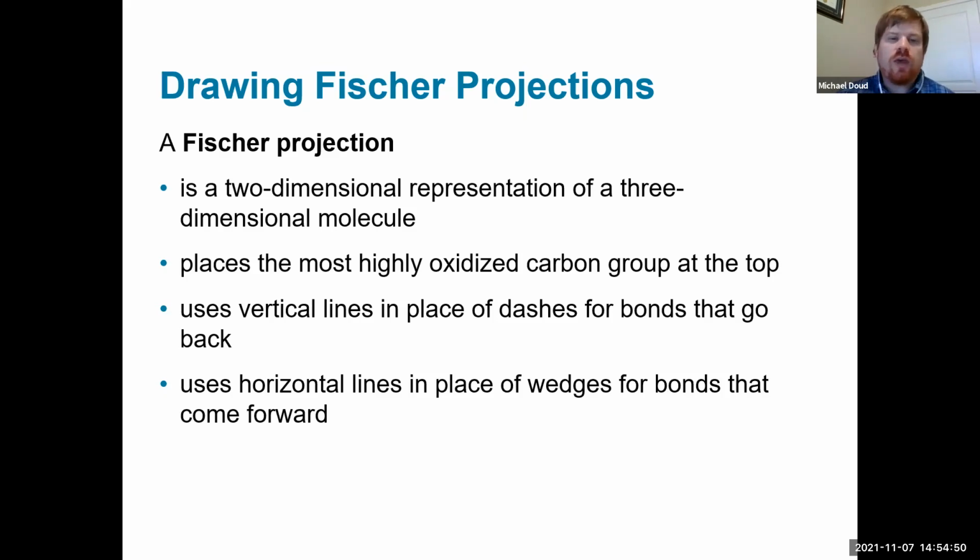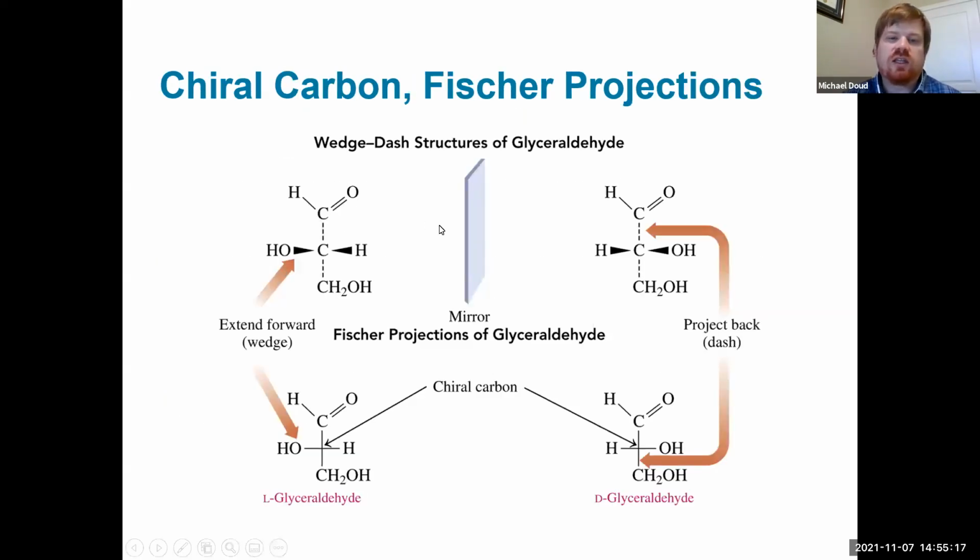Okay, so starting with basically what we've already seen for carbohydrates so far, those are Fischer projections. This is where we have the most highly oxidized carbon at the top. So that's the aldehyde or the ketone at the top. And then the vertical lines going down, those actually represent basically dashes that should go into the page. Okay, and then the horizontal lines are wedges that should come out of the page. So let's go ahead and take a look at this.